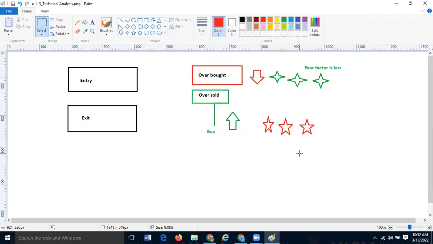I think you might cover this question that I have: how can we know that the market is overbought or oversold? Yeah, so now as we have learned the basics, we will go to the next chapter, and we will learn what the indicator is.